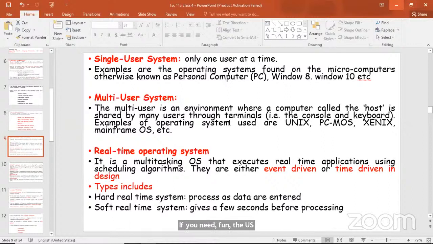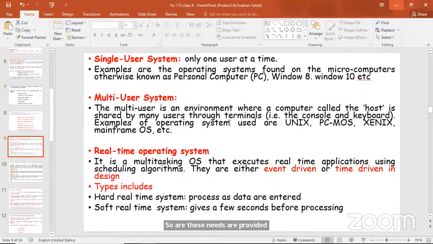Anything you need is provided by the host. Also, in a multi-user system, the host is shared by many users through terminals. Just as I've explained, somebody may need water, somebody may need carbonated drinks, somebody may need rice, somebody may need beans and meat. So all these needs are provided by the host.